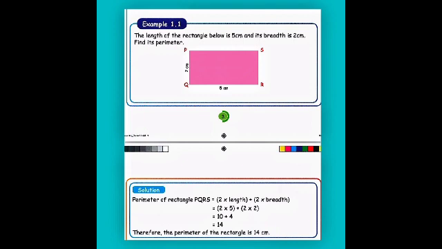So this is an example for perimeter of a rectangle. Now we will see what is the formula for perimeter of a square.